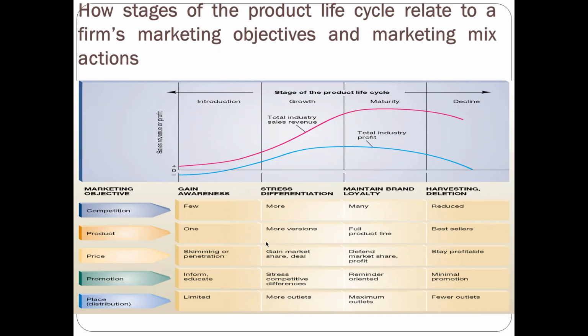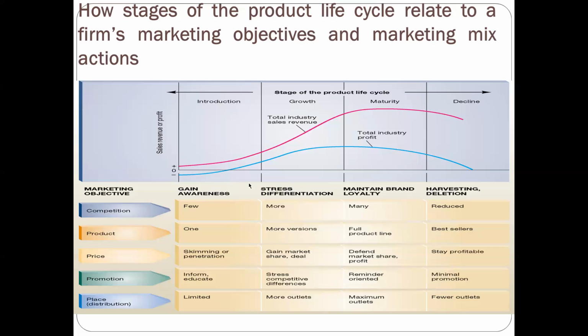How the stages of the product life cycle relate to a firm's marketing objectives as well as marketing mix actions. At first, we have to locate the product life cycle in this graph. What are the stages of the product life cycle? Introduction, growth, maturity, and decline phase. These are the components of the product life cycle, and they can be related to the firm's marketing objectives. What are the marketing objectives? At first, to gain awareness, then stress differentiation of the product in the whole market, then maintain brand loyalty, and ultimately harvesting or deletion if needed.